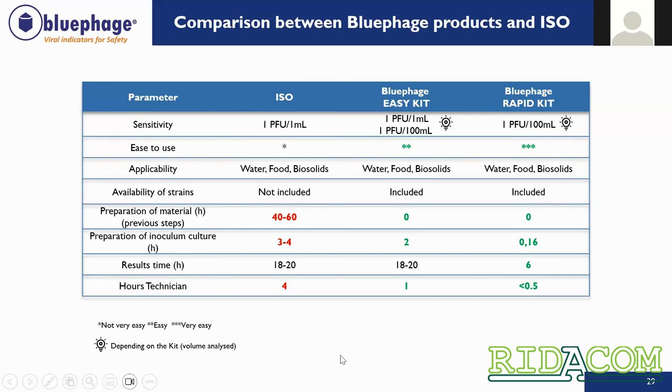You can do the ISO using our Easy Kits, where the materials are already prepared. The new culture is just the time of the incubation. It's not a difficult analysis, but a little bit tedious. Or you can use our Rapid Kits, which allow you to do the analysis very quickly and very easily.